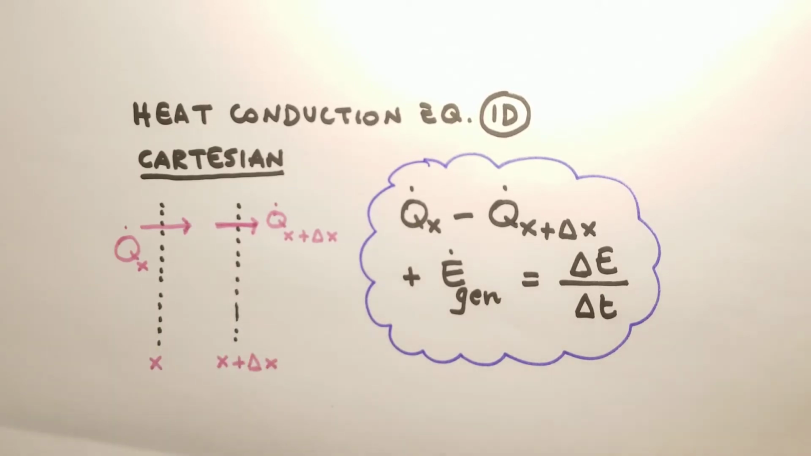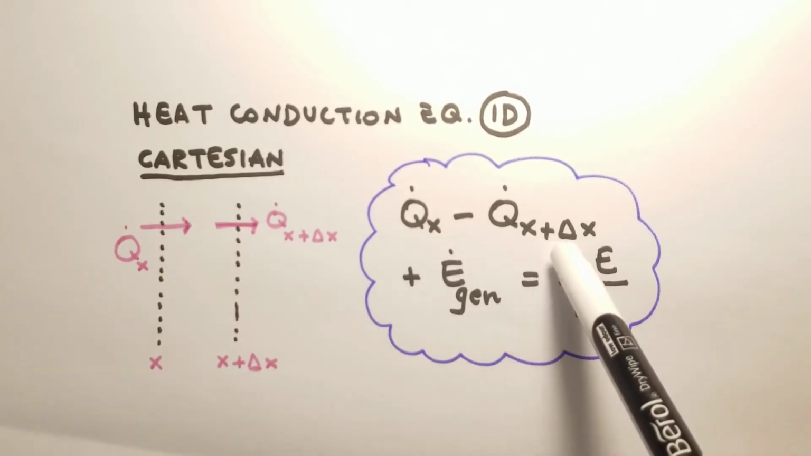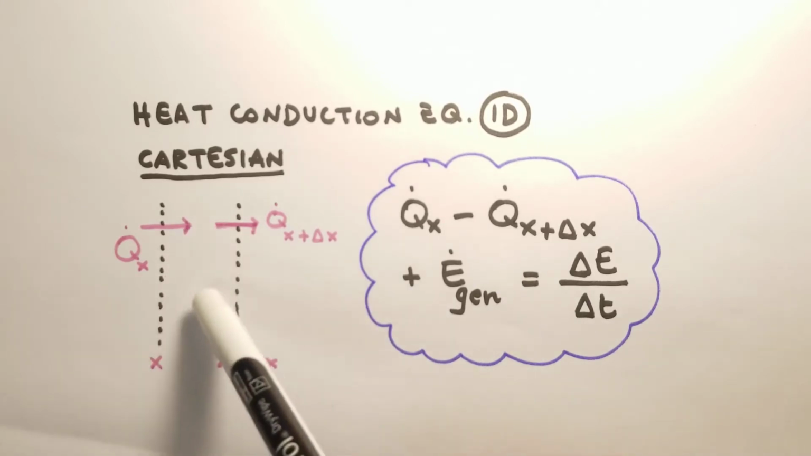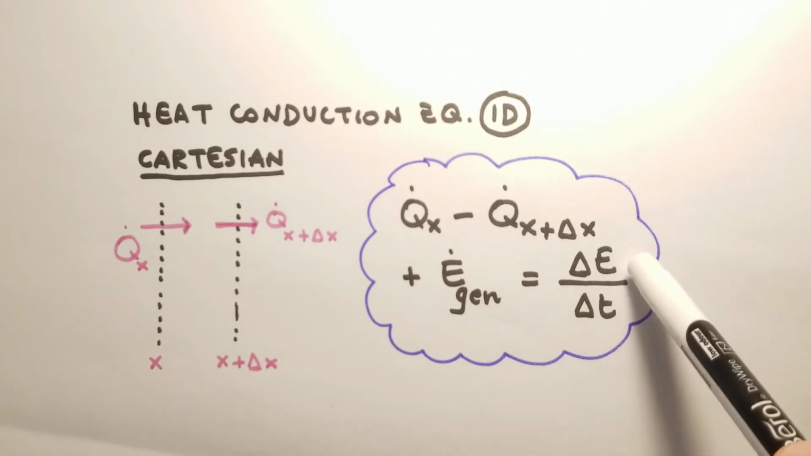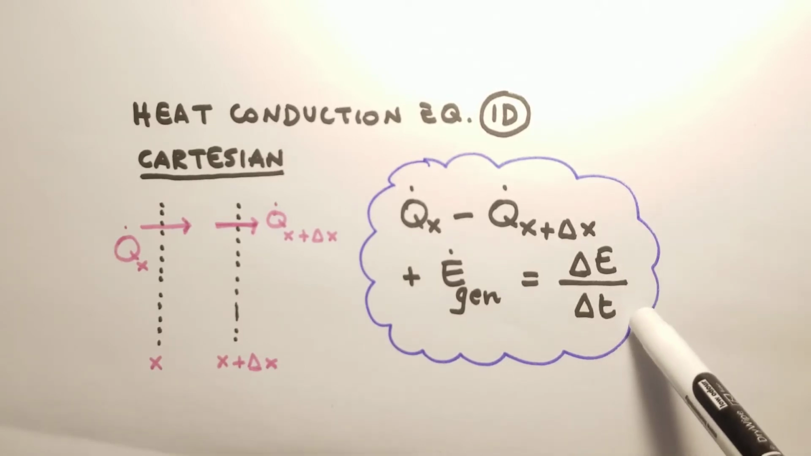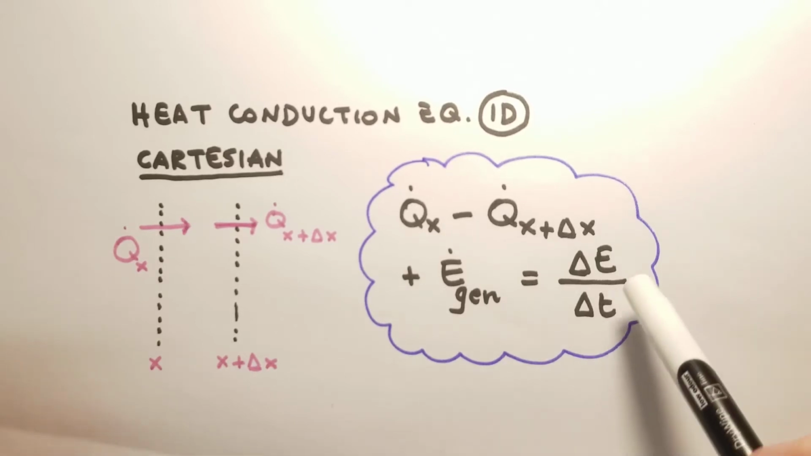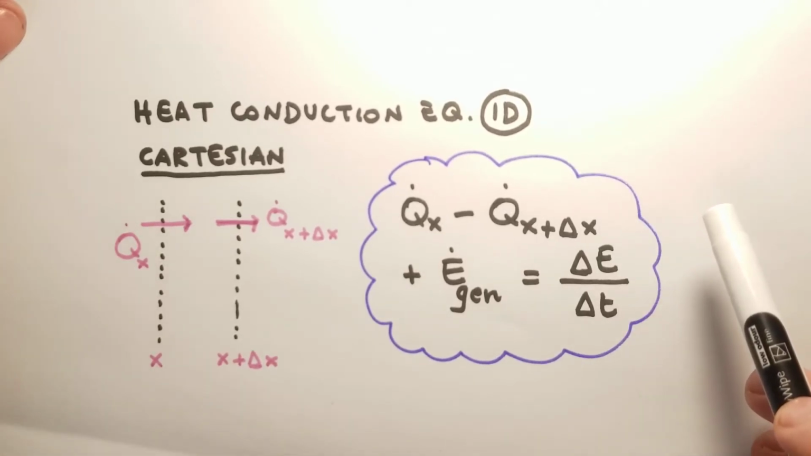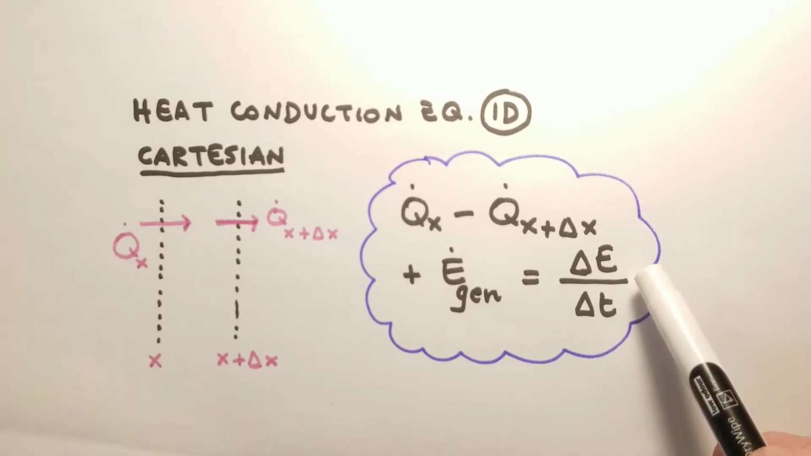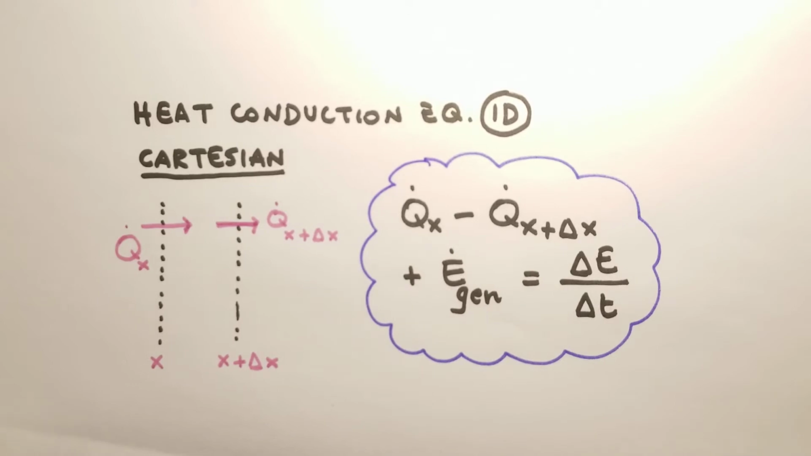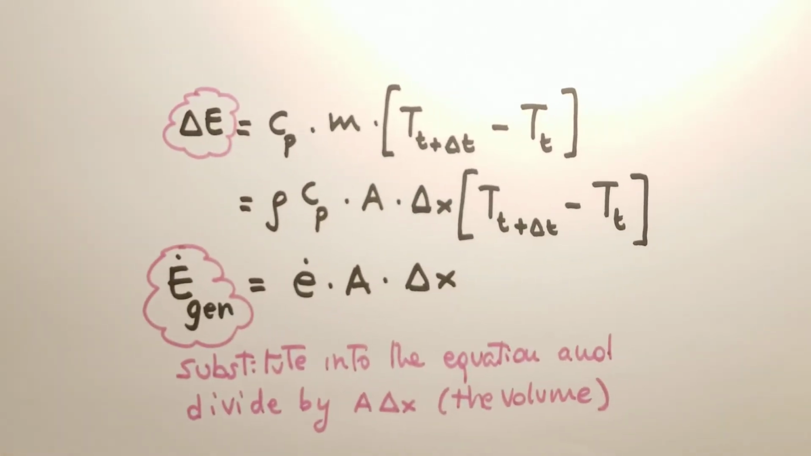So if we use the first law of thermodynamics, so we write an energy balance for this control volume, Qx minus Qx plus delta x plus some heat generation that may occur inside the control volume, it's equal to the change of thermal energy over time. Then we looked a little bit more at the form of delta E, the change of thermal energy, and also we looked at the heat generation. So these two terms can be written in this way.